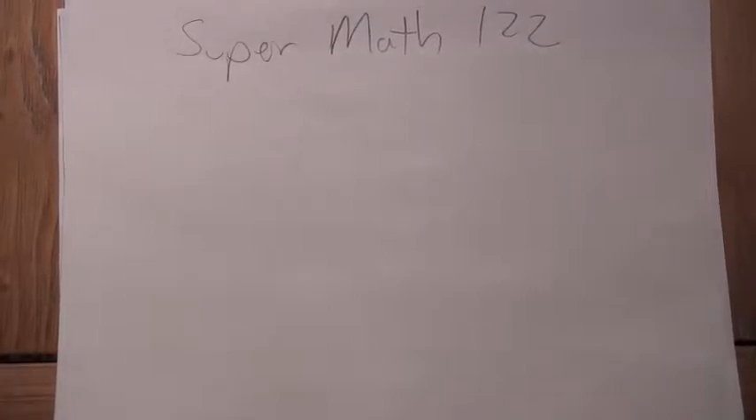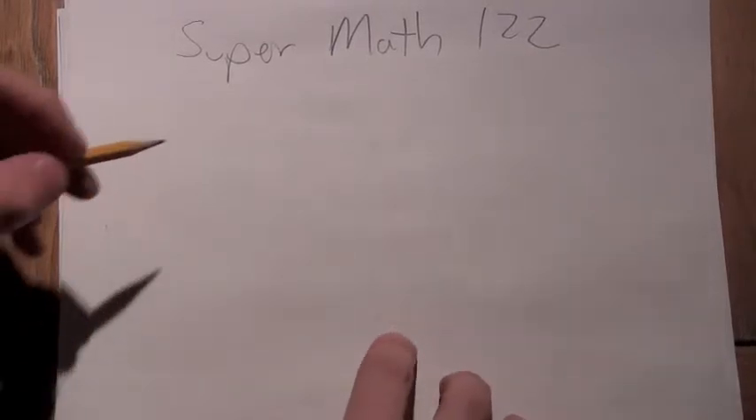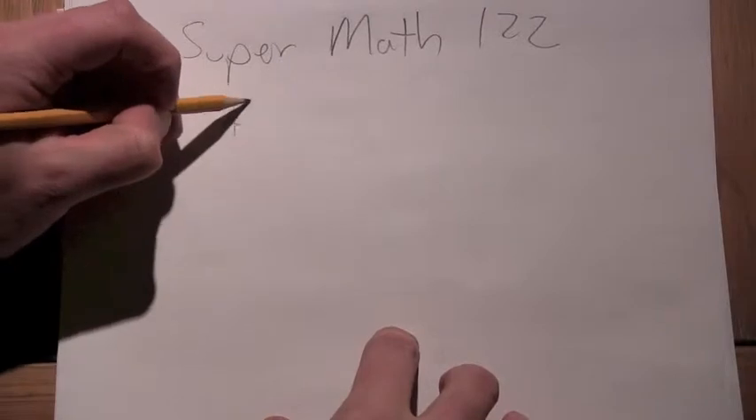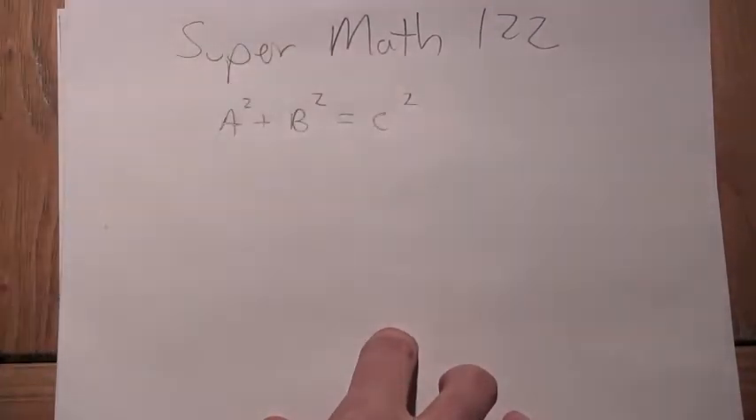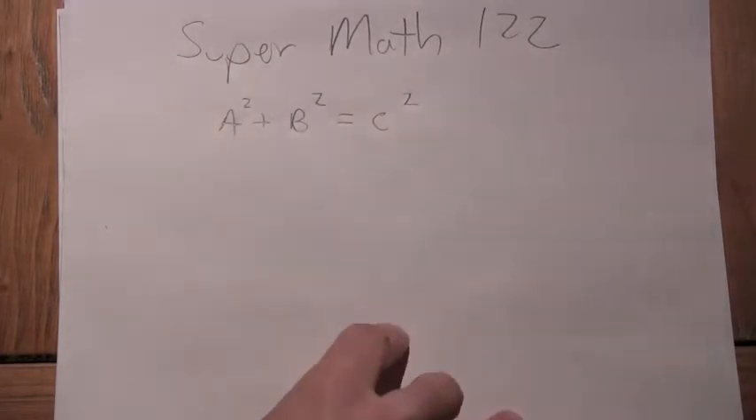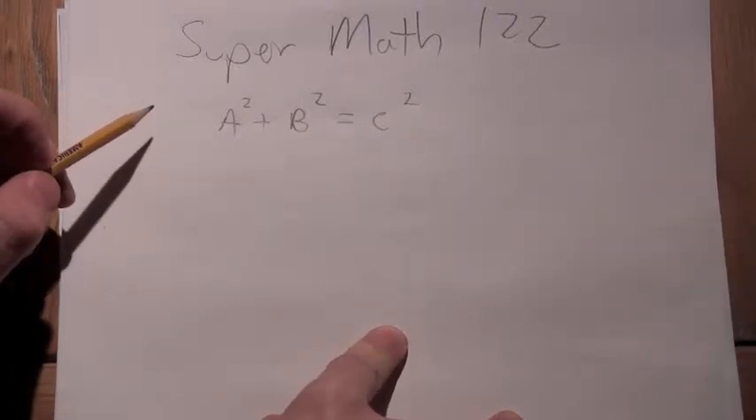So we've been studying some stuff relating to the Pythagorean theorem in geometry. If we have a triangle where a squared plus b squared equals c squared, what can we say about the angle opposite c? Well, the angle opposite c is a right angle. How come? Well, this is the Pythagorean theorem, and it works for right triangles.